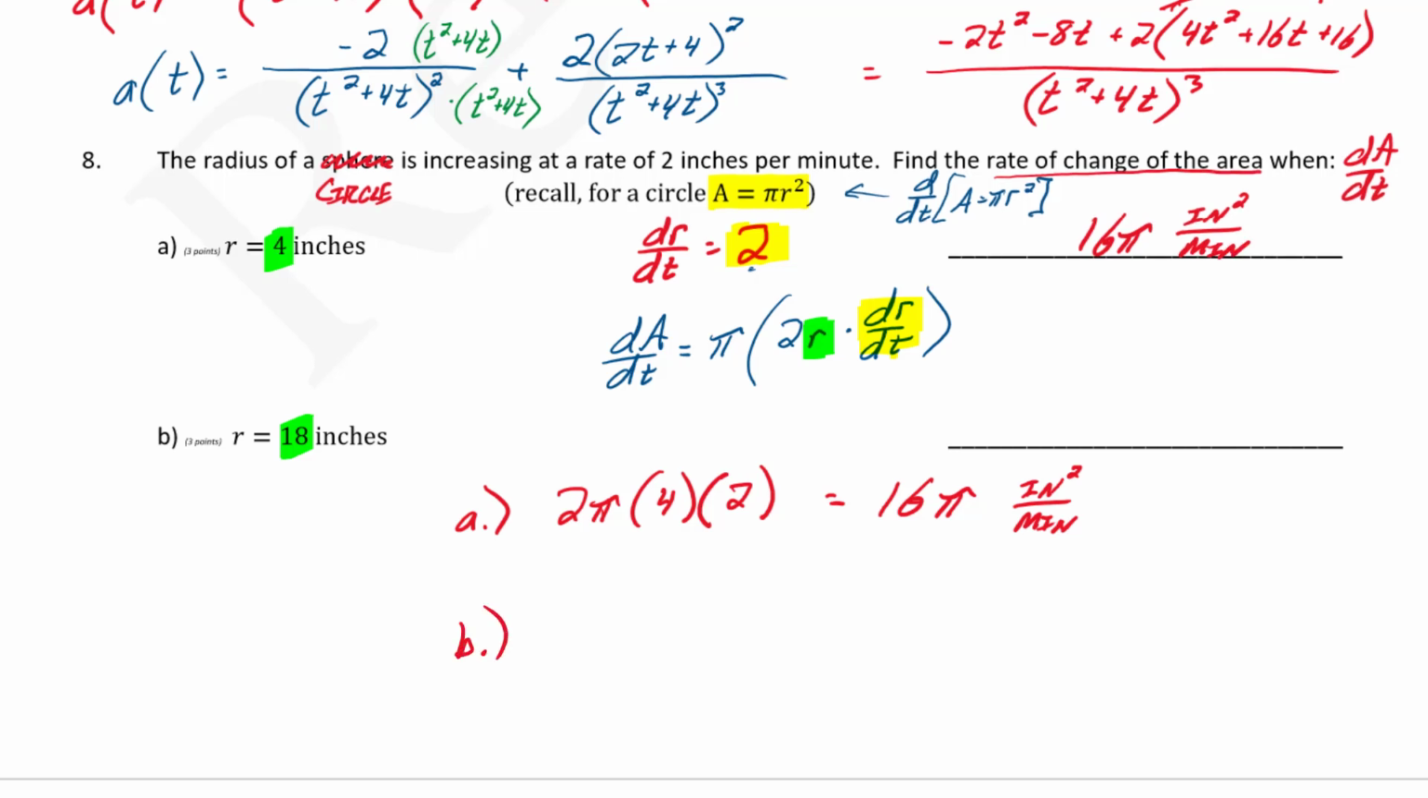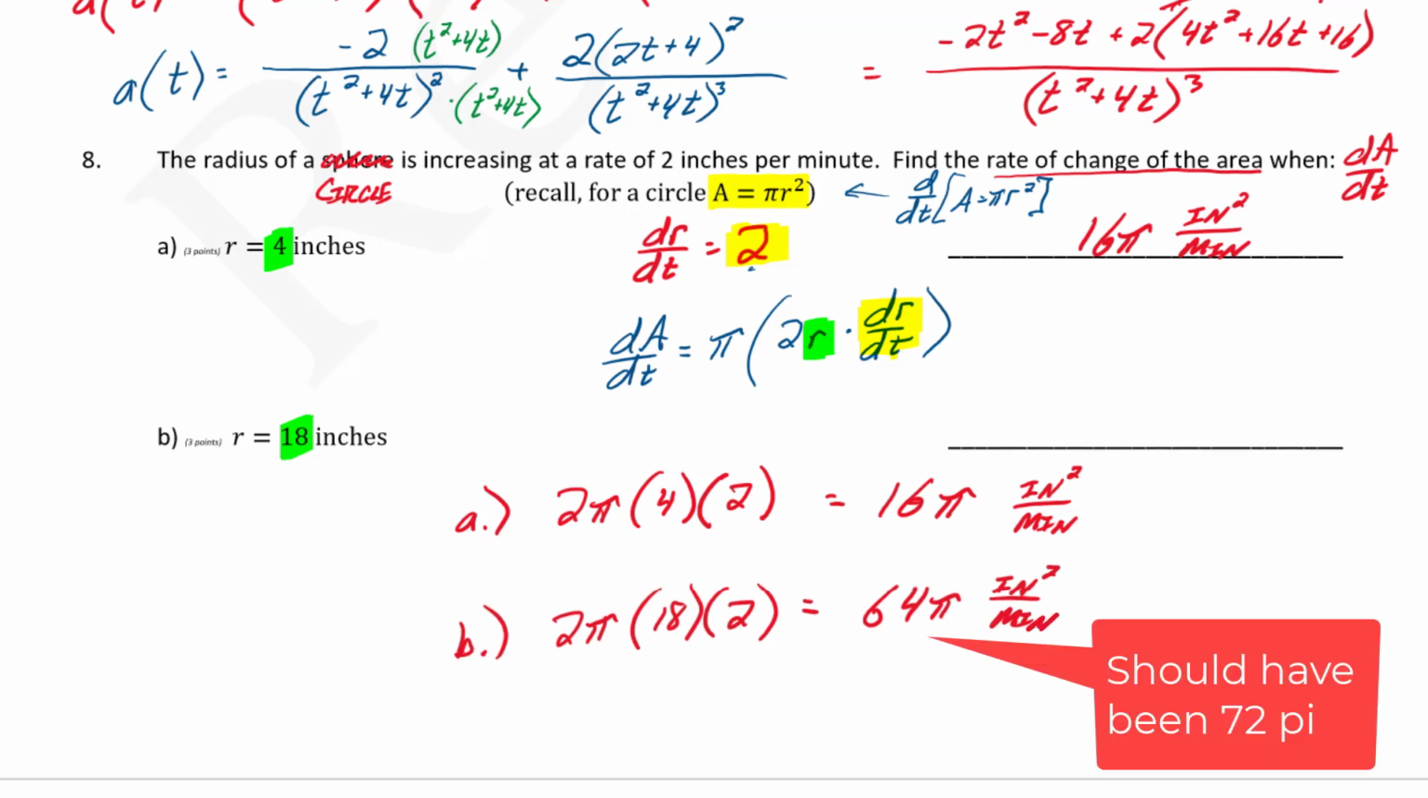For part B, it's pretty much the same thing. I'm just plugging in a different number for the radius, so it's going to be 2 pi once again times, I'm at the radius, so that's where 18 would be, and then times the change in r per time, so that's dr over dt, 2. So it looks like 18 doubled would be 36, doubled again, that would be 72 pi, and then square inches per minute once again. Probably could have just written it there instead of at the bottom writing it twice, but regardless, it's on there.